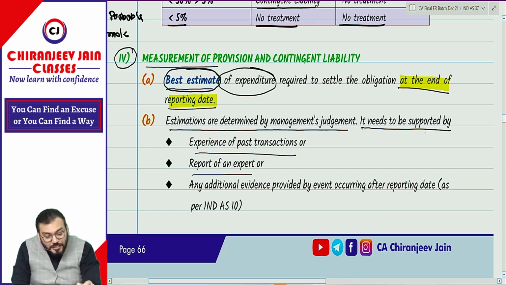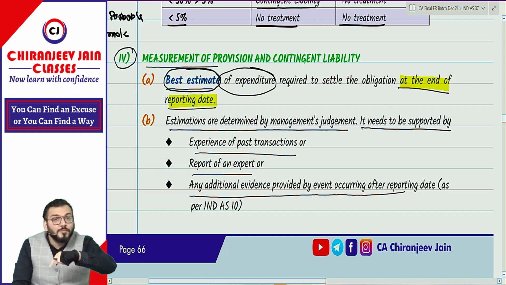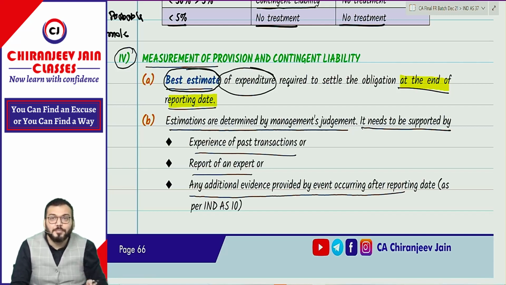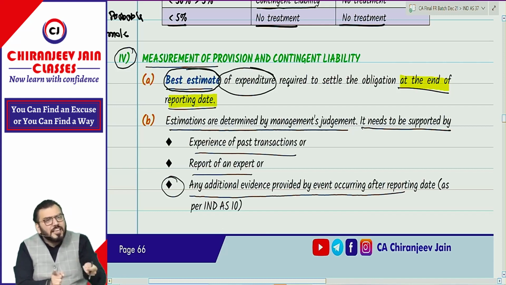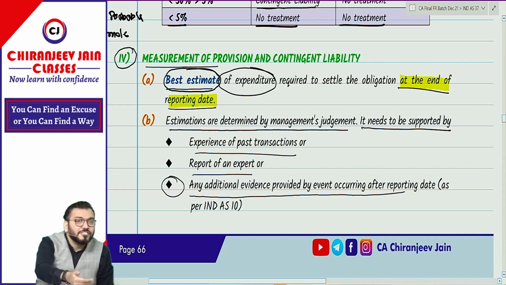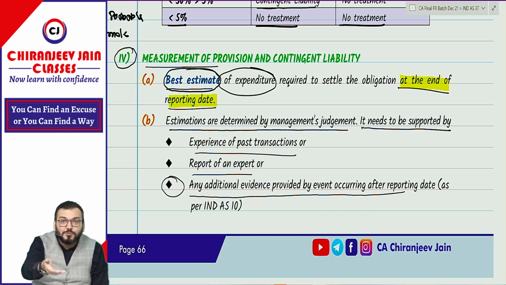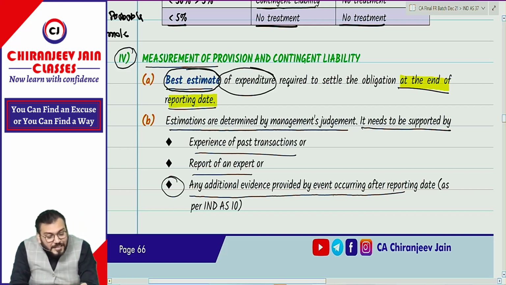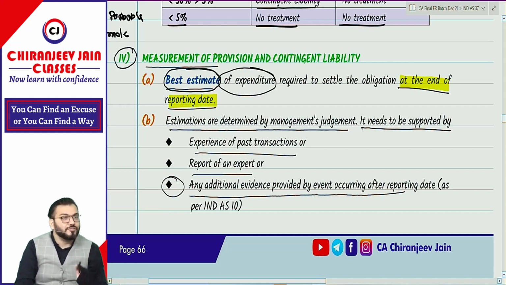Correct? Yes, sir. So it needs to be supported by experience of past transaction or report of an expert or any additional evidence provided by event occurring after reporting date. Which chapter is that? AS 4, that is Ind AS 10, coming soon after this chapter. This point number 3 I will discuss under Ind AS 10, and AS 4 was introduced because of this point. There may be some additional evidence after reporting date but before approval of financial statements which provides further evidence. But this third point I will discuss under Ind AS 10, coming soon.